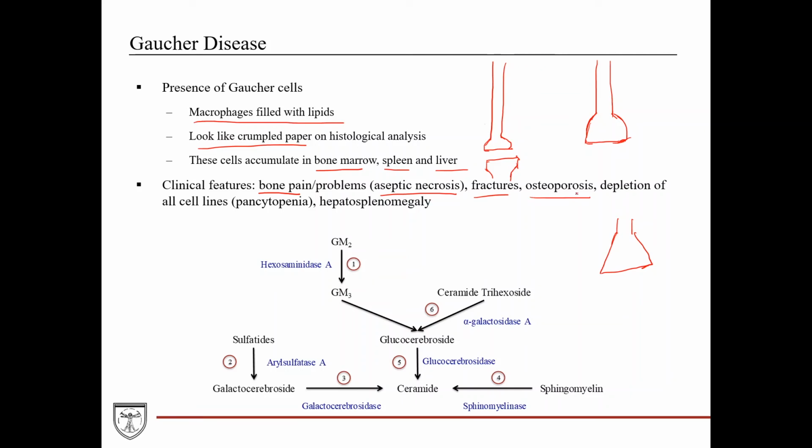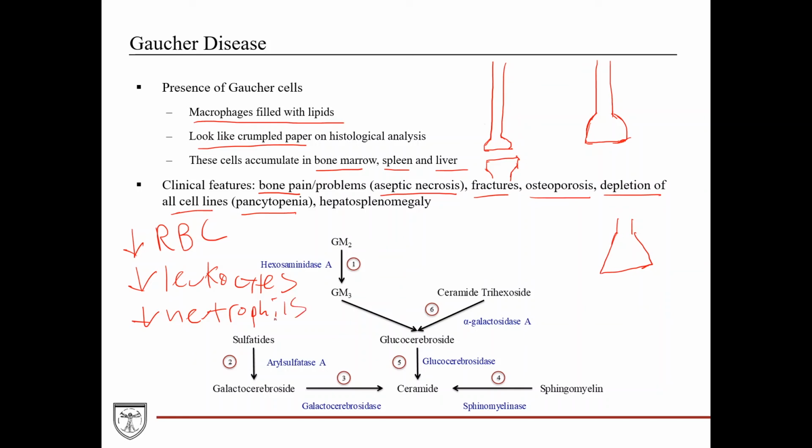As a result of accumulating in the bone marrow, you can also see depletion of a number of cell lines, which is called pancytopenia. So you can see decrease of red blood cells, because those develop in the bone marrow, decreased leukocytes, or immune cells, because those originate in the bone marrow, decreased neutrophils, and then decreased platelets. So these patients are at risk for anemia, leukopenia, developing infections, and decreased platelets, so they're at risk for bleeding. They also have accumulation in the spleen and in the liver, as we said here, and so you can see hepatosplenomegaly in these patients as well.